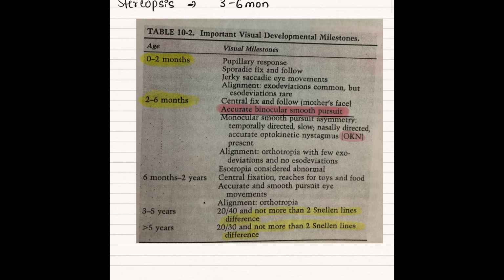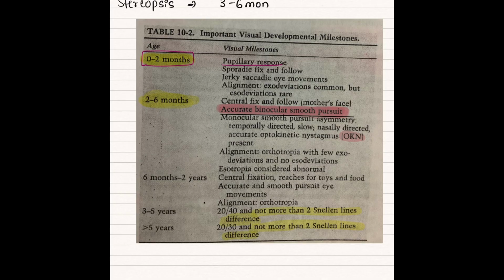See, from 0 to 2 months of age, the child mainly has a pupillary reflex and most of them will have a squint. It will be an erratic movement. It can be an exodeviation, it can be an esodeviation, but they are quite common. There's nothing to worry about.